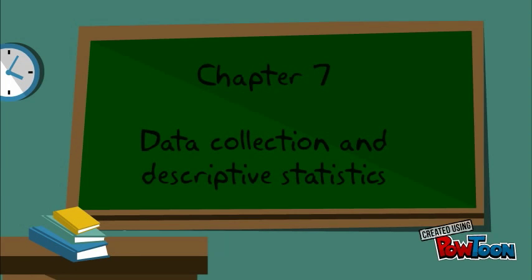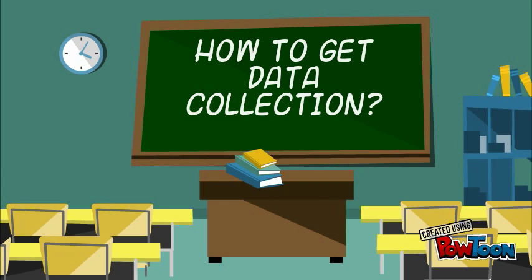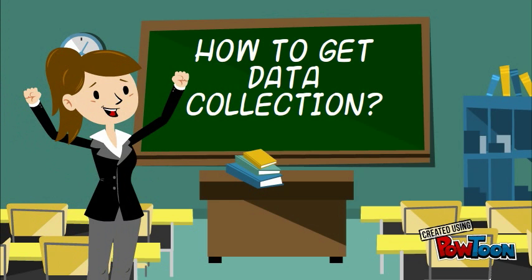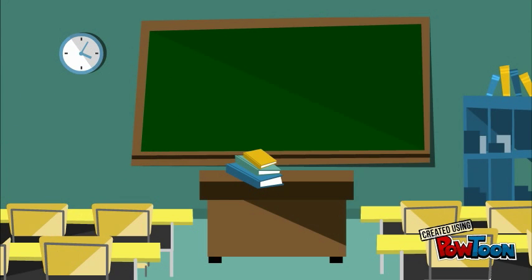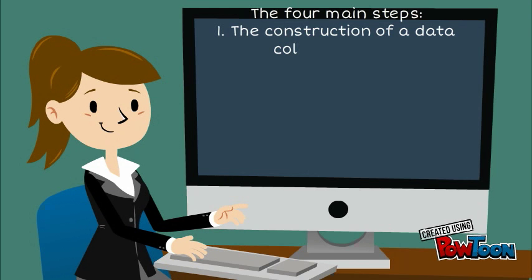Hello, this is Chapter 7, Data Collection and Descriptive Statistics. For getting a data collection after a lot of thinking, there are 4 steps you should follow. Number 1. The construction of a data collection form used to organize the data you collect.